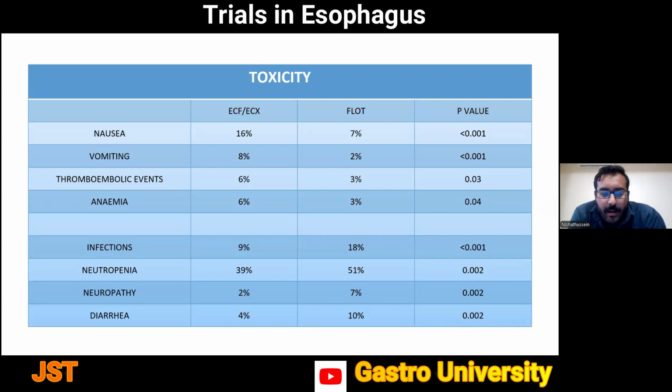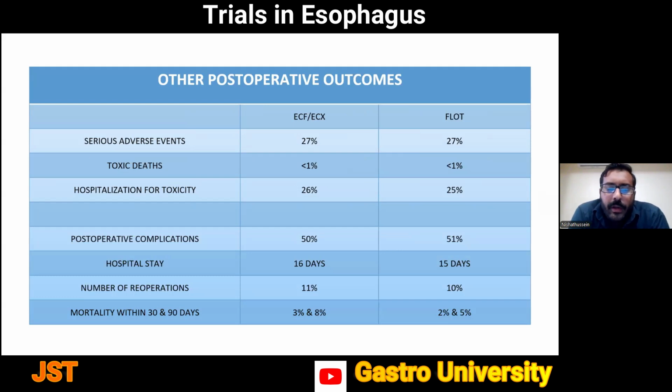And the most common toxicity for both groups was neutropenia. Coming to other post-operative outcomes, severe adverse events in terms of grade 3 and grade 4 toxicities were similar in both groups, as well as toxic deaths, and hospitalization for toxicity was similar.